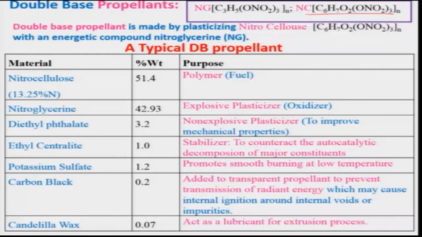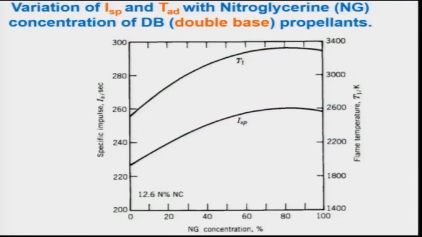So, these are the constituents which are there. As I told earlier, different agencies or manufacturers use different percentages of these constituents in double base propellants, and also composite propellants. However, this is the typical one that you should keep in mind, with its utilities, so far as the other constituents are concerned.